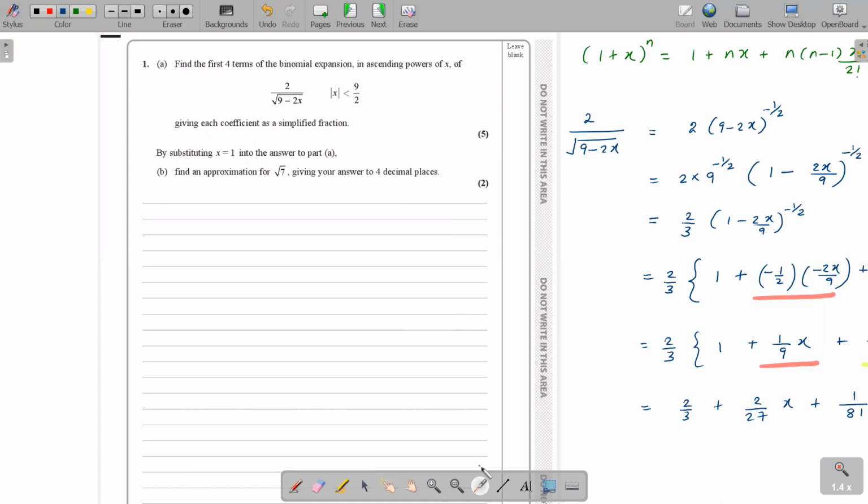By substituting x equal 1 into the answer to part A, find an approximation for root 7, giving your answer to 4 decimal places. Okay, so what is the value? What did we find in part A? We found the binomial expansion of 2 over root 9 minus 2x, right? This is equal to 2 over 3 plus 2 over 27x plus 1 over 81x square plus 5 over 2187 x cube, right? This is what we got. Shall we replace x equals 1?